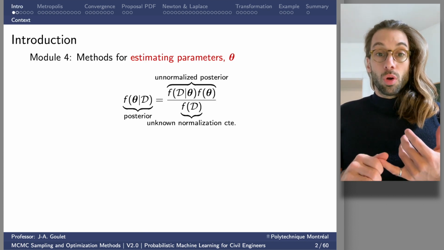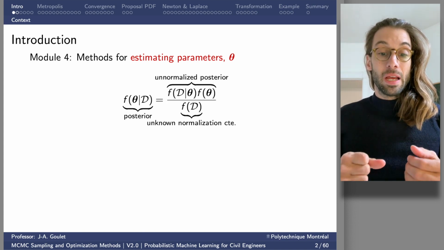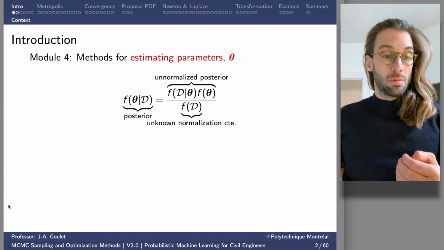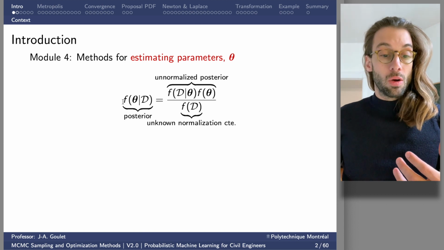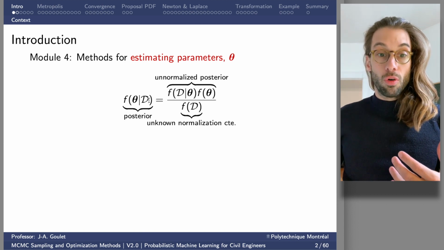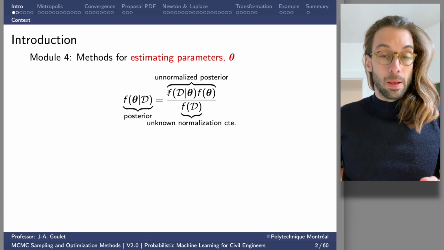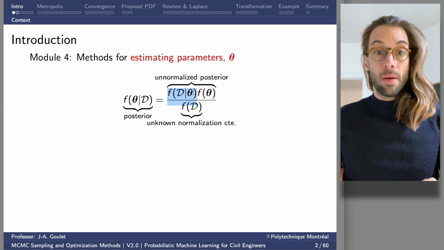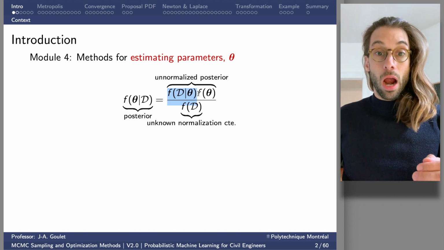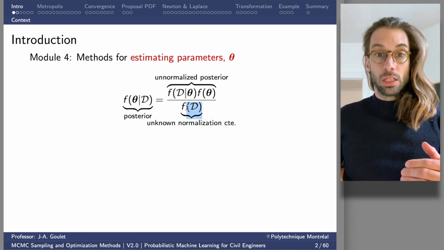So in the introduction, what we're going to cover in the first part is the method we can use to estimate the parameters theta. This is what we saw, not in module 4 but module 3, where we were trying to obtain our posterior PDF for the parameter theta given the data. To obtain this, we multiply the likelihood of the observations conditional on the parameters times my prior PDF for those parameters, divided by my normalization constant.